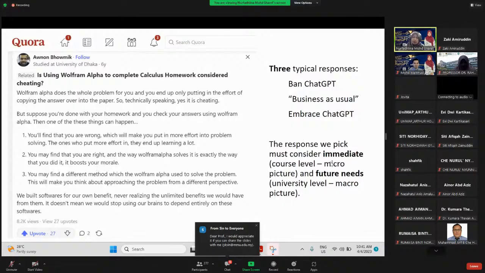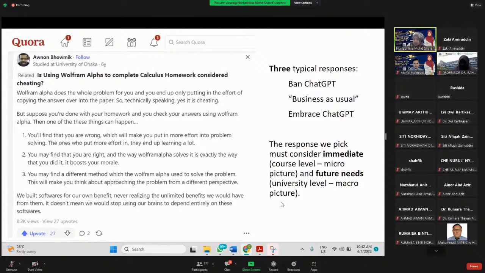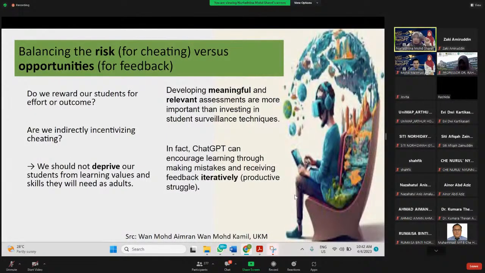So the response that can emerge from this could be whether to ban it, whether to go business as usual, or whether to embrace it. So we must pick an immediate response, which can be the cost level or micro picture, and a future needs response, which could be the macro picture. But remember, these students need the technology for their future.